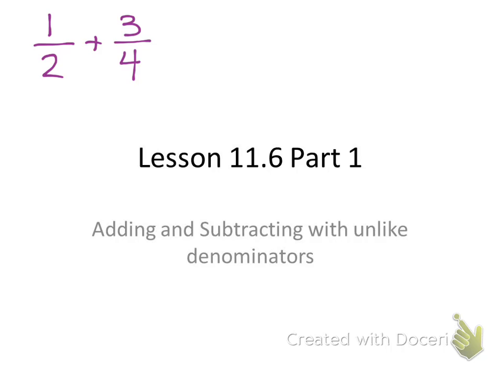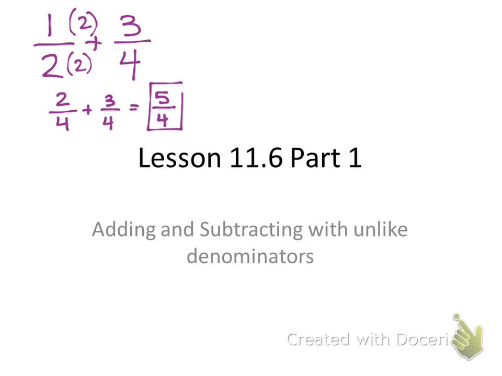So what do I need to multiply 2 by to make it a 4? 2. So whatever I do to the bottom, I must do to the top. 4 doesn't need to be multiplied by anything. So now I have 2 over 4 plus 3/4, which is equal to 5 over 4. Okay? So that was pretty simple.